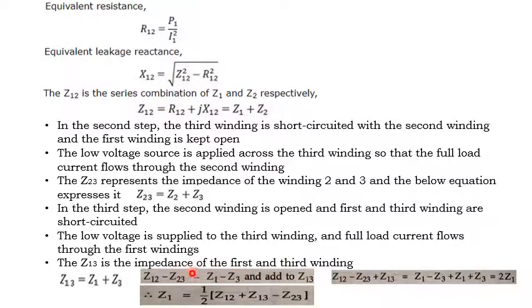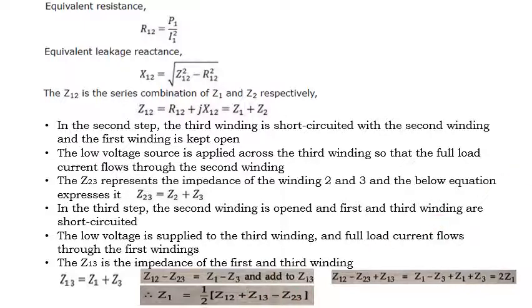Now add Z13 to this equation. So Z12 minus Z23 plus Z13 equals Z1 minus Z3 plus Z13. You know Z13 is equal to Z1 plus Z3, so you can substitute. Now Z3 and Z3 get cancelled, so this becomes Z1 plus Z1, which is 2Z1. So I can represent Z1 equals 1 divided by 2 times Z12 plus Z13 minus Z23.